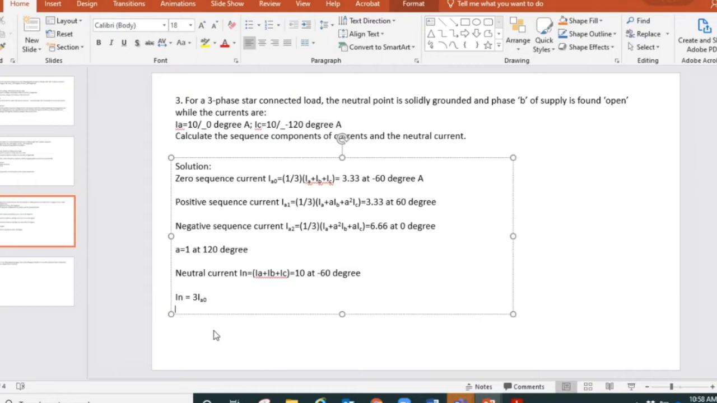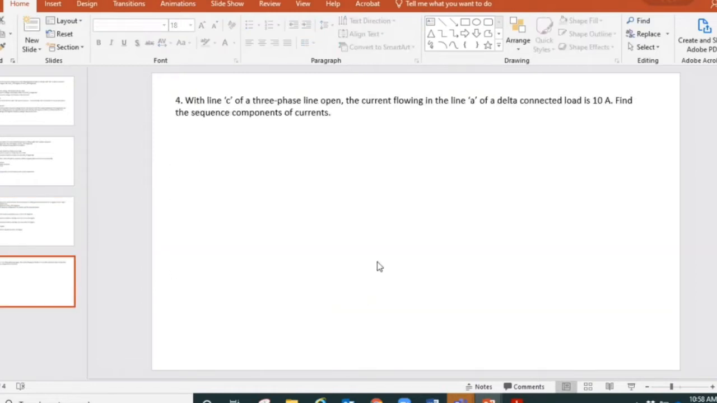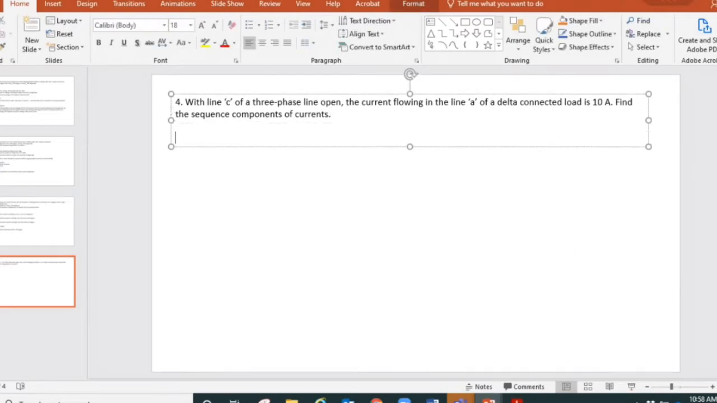So we need to now go to the next one. Next one is about a delta connection. What it says is that with line C of a three-phase system open, the current flowing in the line A of a delta connected load is 10 ampere. They're not talking about the angle. Find out the sequence components of currents.